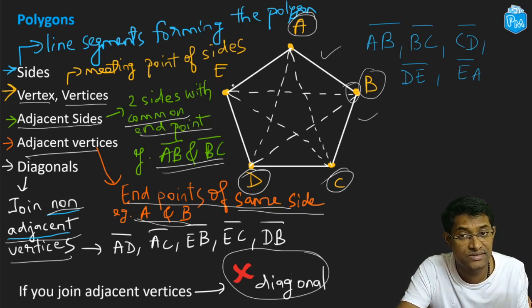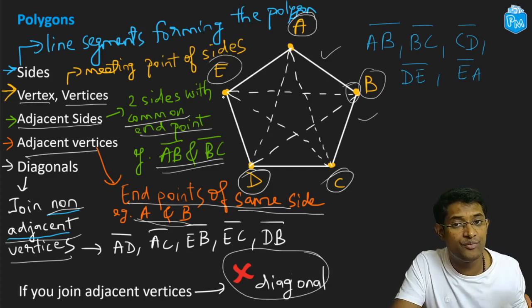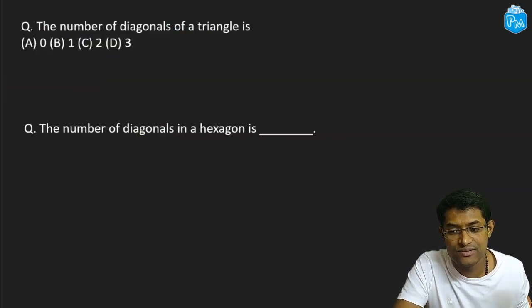So AE is the same side. So A and E are adjacent vertices. If you join A and E, you won't get a diagonal. Alright, now we have got a good idea about polygons. Let's try to do a few questions.